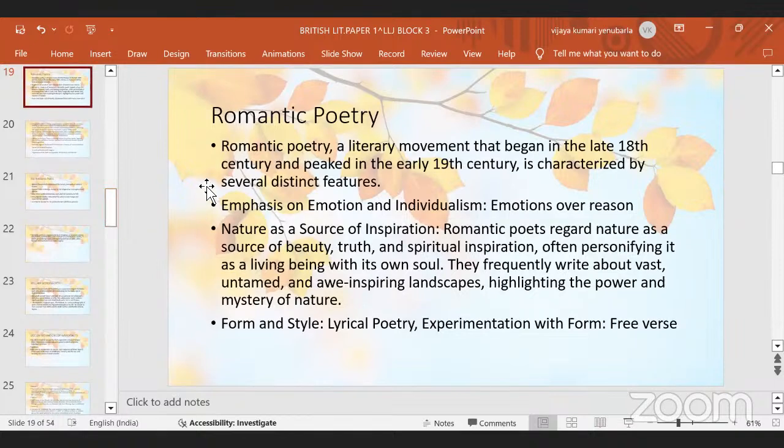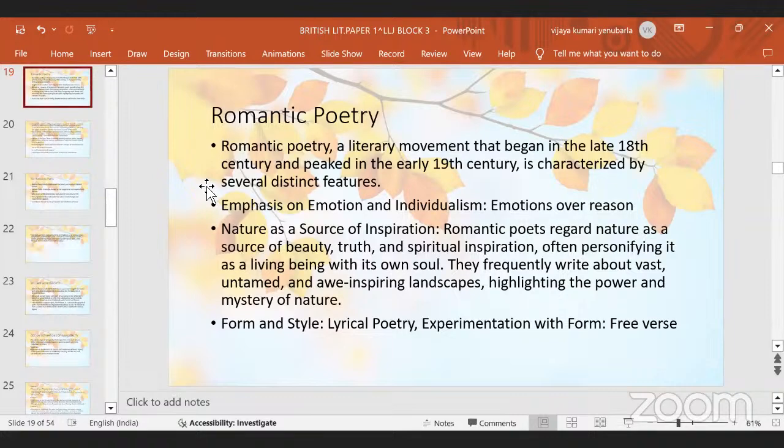So, here comes our background, romantic poetry. Romantic means love. Love for nature, love for new things here. It is not the physical love. It is love for beauty, love for nature, and love for new things.